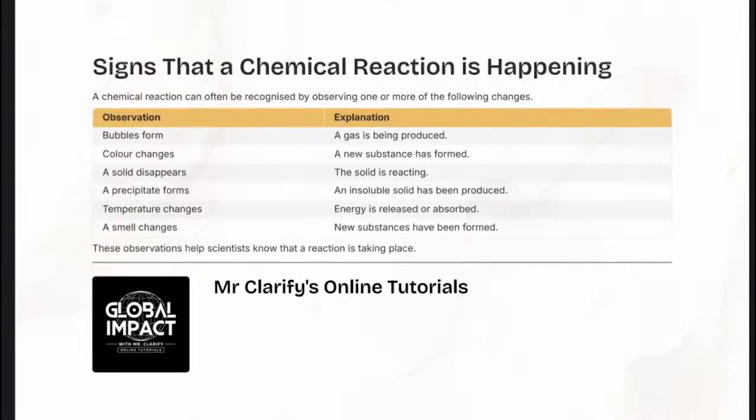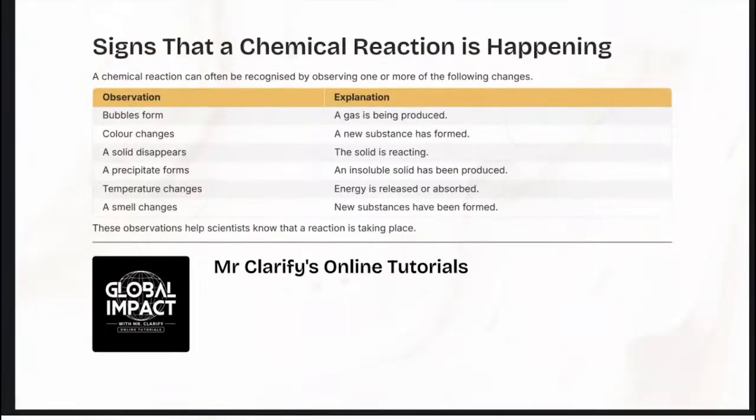So, anyway, here are some signs that you can use to know if a reaction is actually happening. So, first thing we should know is: is a reaction taking place? If it is taking place, now we can start to measure its rate. And here are things that can happen. If a reaction is happening, you can see bubbles. If you see bubbles, just know a reaction is happening.